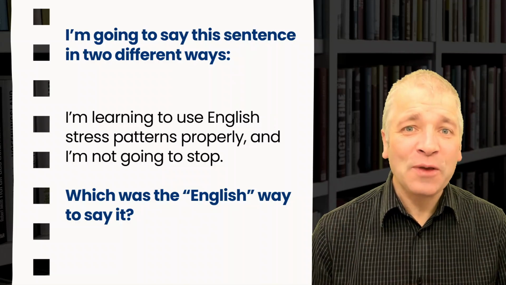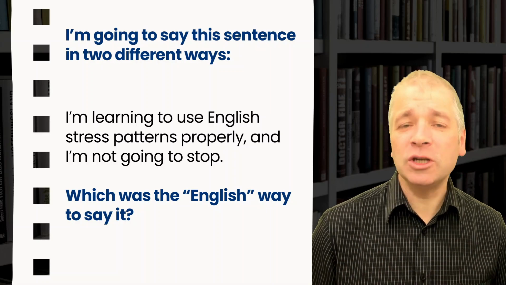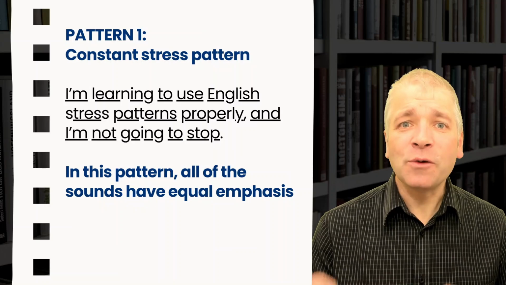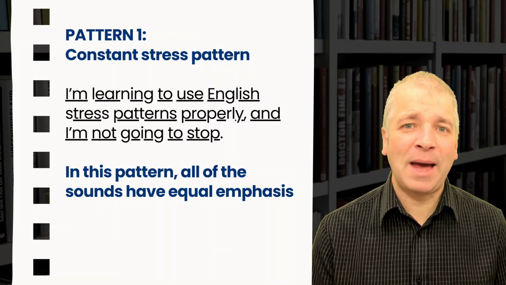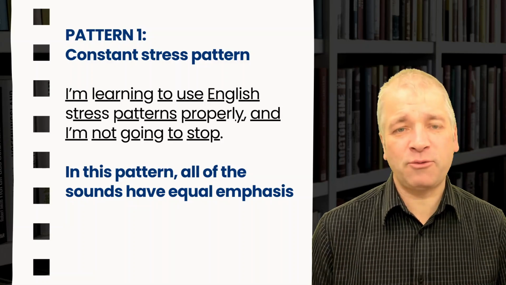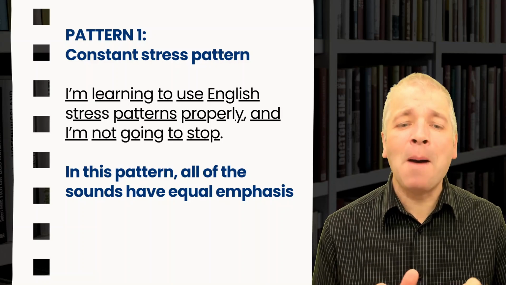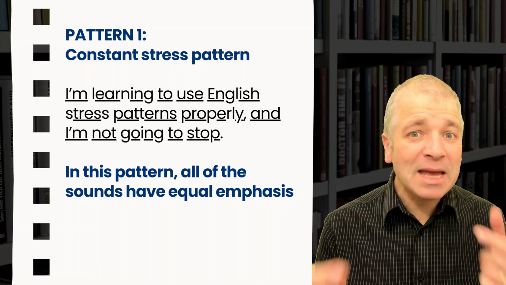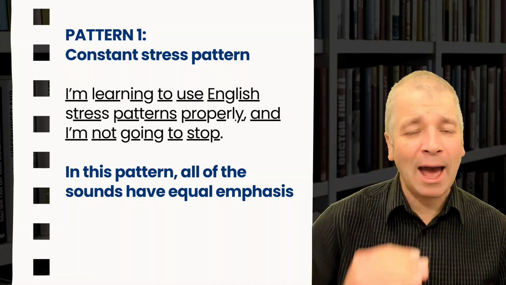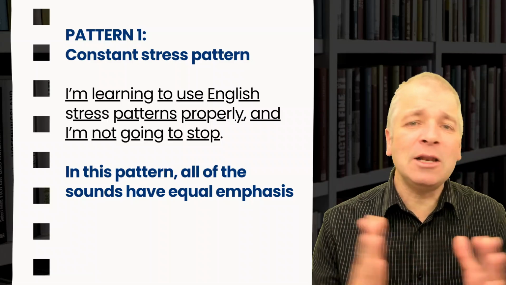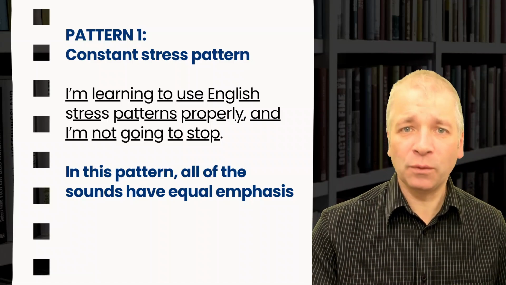To identify this, we need to understand different patterns of stress that you could use in a language. The first pattern that you heard was what we could call constant stress pattern. In the constant stress pattern, every single word was pronounced with the same amount of stress. That means all the sounds had the same emphasis. I didn't go up or down for any words. I didn't make any longer or shorter. They all had the same emphasis on them.